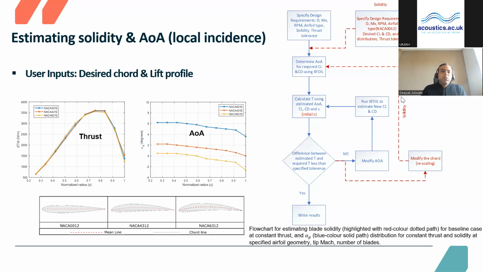You can see one of the results shown here in the left hand side figure. I've shown it for three different airfoils: one symmetric and two cambered. We can see that we are able to achieve a similar thrust distribution with this subroutine, but obviously the angle of attack or local incidence distribution is slightly different for different airfoils, which makes sense.